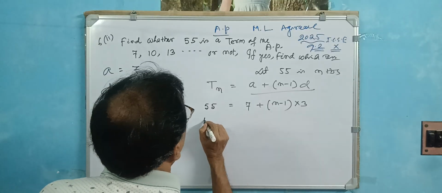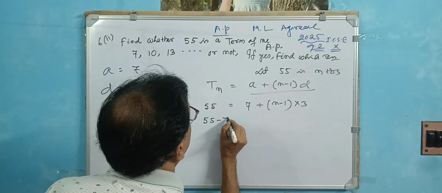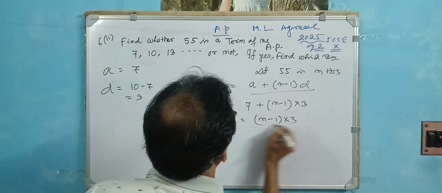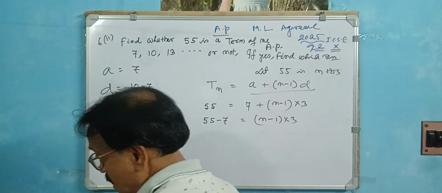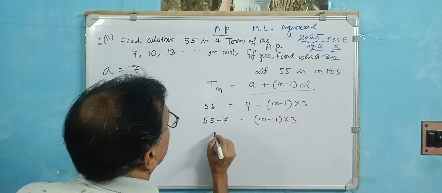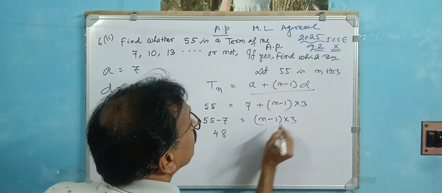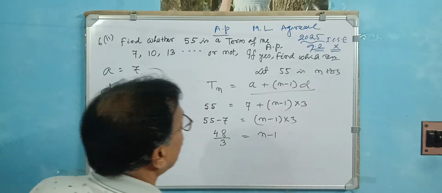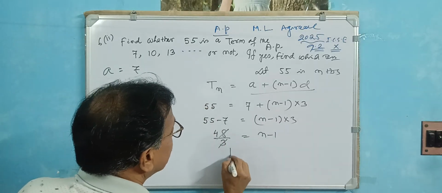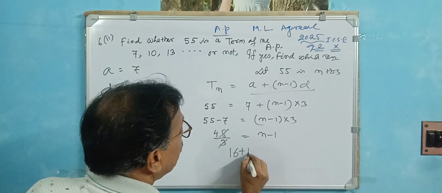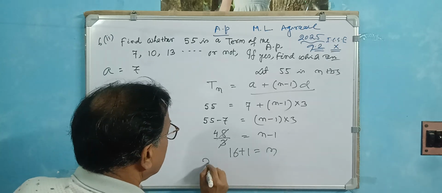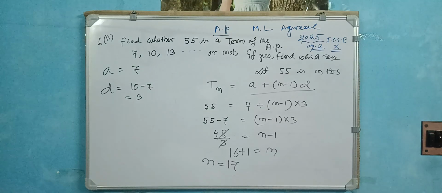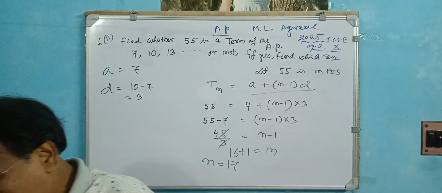So now 7 is moved across. 55 minus 7 is n minus 1 into 3. So this is 48 by 3, which is n minus 1. So this is 16 plus 1, which is n. What is the value of n? It is 17. It belongs to a term, the 17th term.